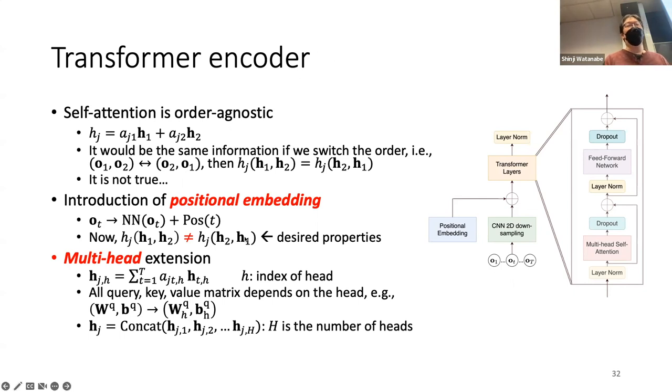So to solve this problem, the simple technique is to just embed the position information. Then the new feature has the information of the position, so that this swapping doesn't go to the same result. So this approach now cares about the order. So the position embedding is quite important for our sequential problem. And the next extension is multi-head attention.